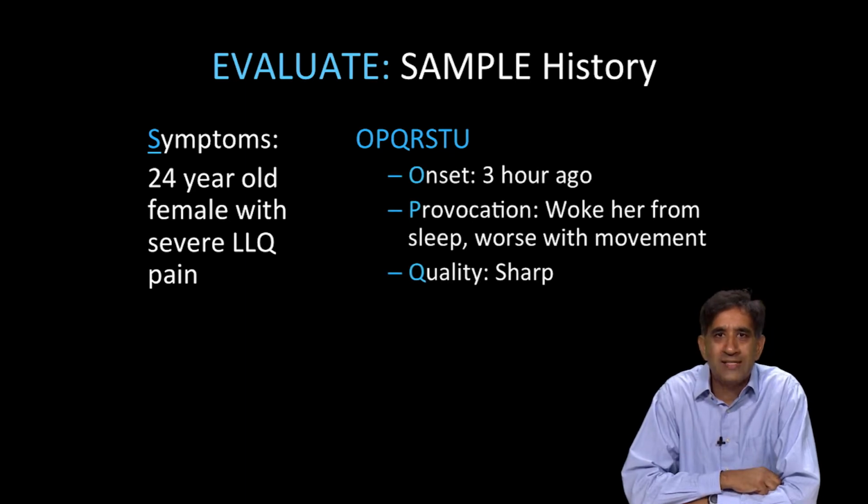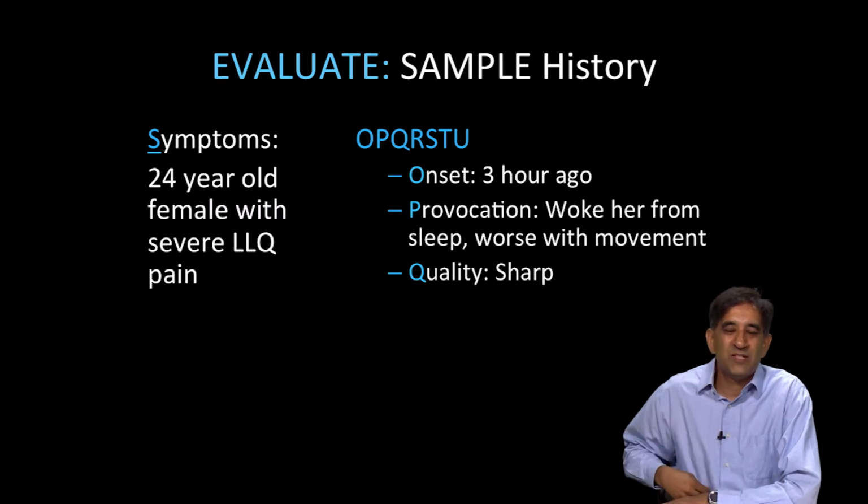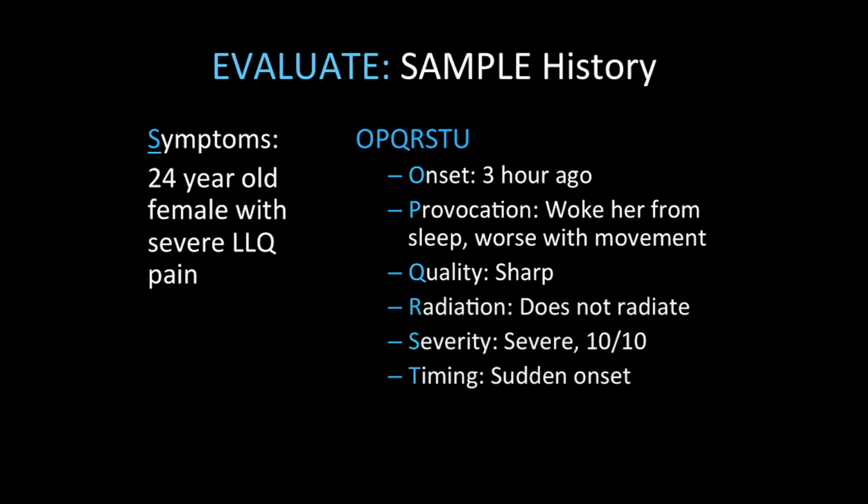O stands for onset, and in this particular case, the patient's pain started 3 hours ago. It woke her from sleep, and it's worse with movement. The fact that it woke her up from sleep is concerning, and the fact that it's worse with movement makes us worry about surgical conditions. The quality is sharp, so she describes the pain as being very sharp in her left lower quadrant. Radiation means, does the pain go elsewhere? And in this particular case, she says that the pain does not radiate.